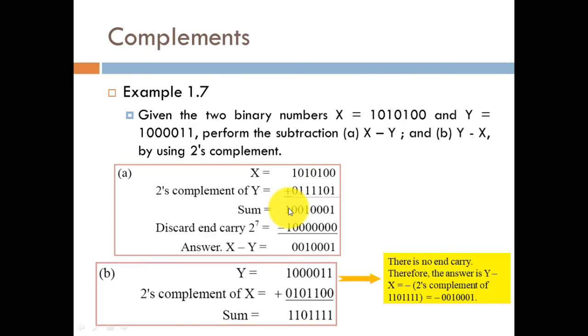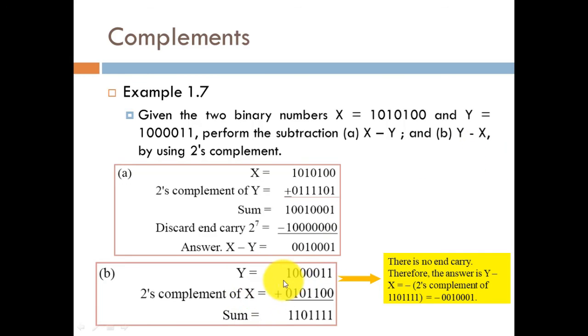Here also the value of X is greater than the value of Y, so that is why we are getting this carry, and we need to discard it. To discard it we subtract 2 to the power 7 from this summation. We are left with 0010001. This will be the answer of the expression X minus Y. Here we have to discard the carry, as discussed in the second point, and in the second part we need to find the value of Y minus X.